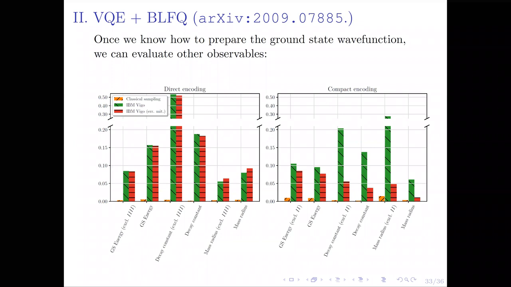The results with these observables are similar to those with finding the ground state of the Hamiltonian. So it's kind of working. The errors are, of course, a lot bigger than in the perfect case. And the results in the compact mapping are better than in the case of direct mapping. And in the case of compact mapping, measurement error mitigation makes a big improvement.